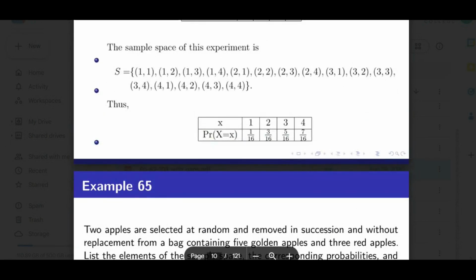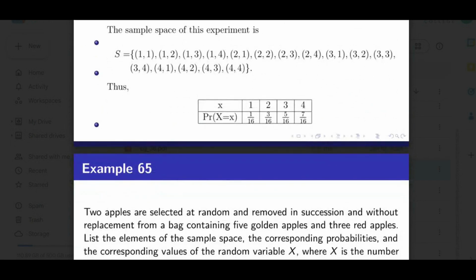2 apples are selected at random and removed in succession without replacement. So the bag has 5 golden and 3 red. List the elements of the sample space and the corresponding probabilities and the corresponding values of the random variable X, where X is the number which are golden. I will let you think about this one first.